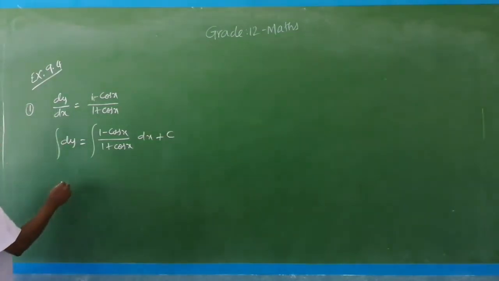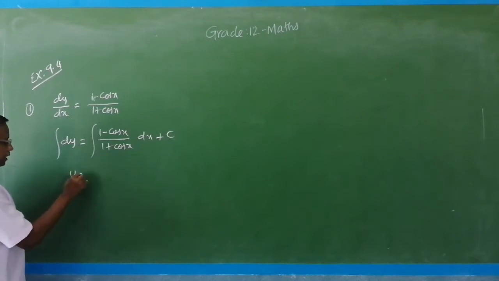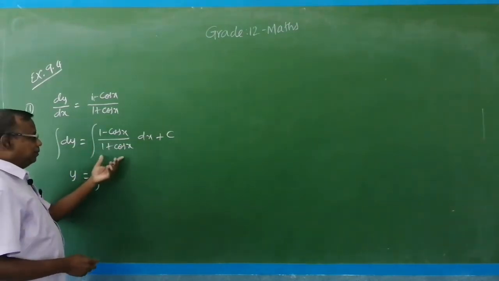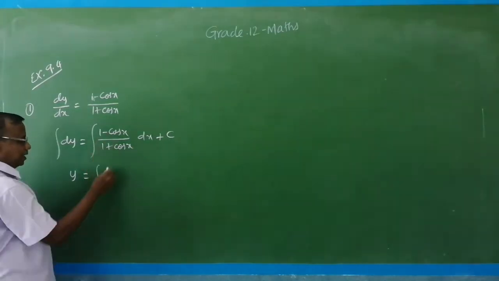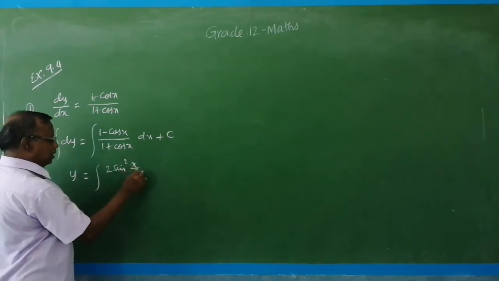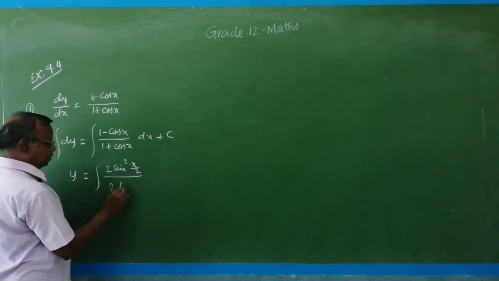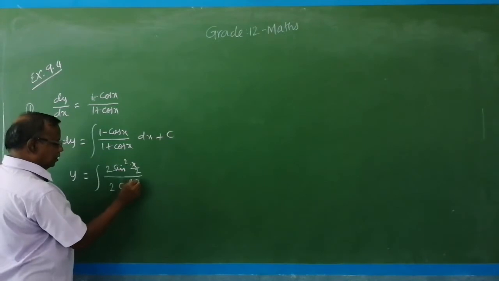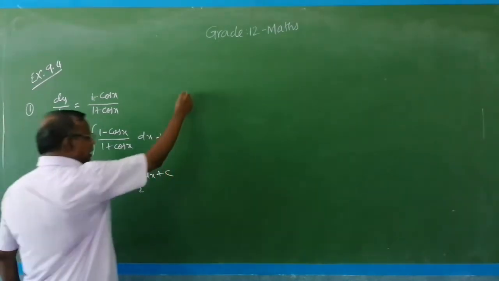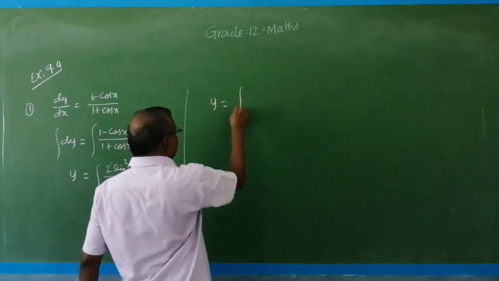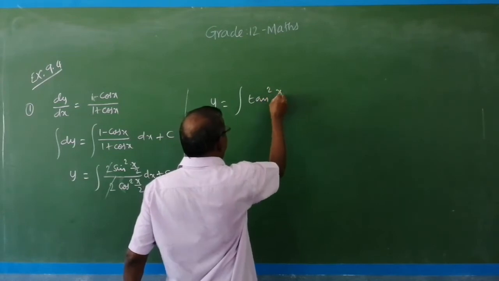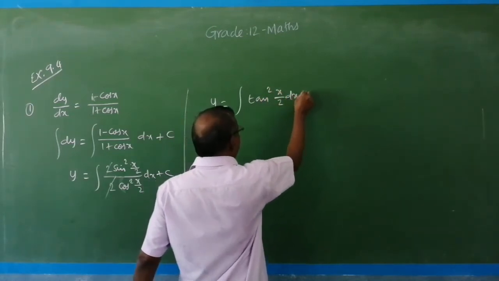Now integral dy equal to y on the RHS. So first let us simplify to the standard form. 1 minus cos x equal to 2 sin square x by 2, divided by 1 plus cos x equal to 2 cos square x by 2, into dx plus c. So eliminating 2, we have y equal to integral, sin square by cos square equal to tan square, so tan square x by 2 into dx plus c.